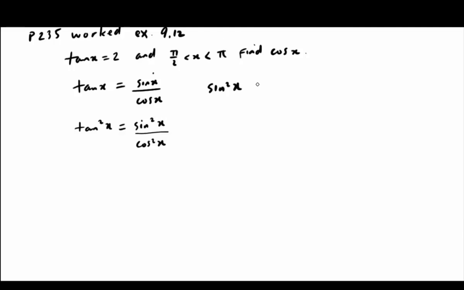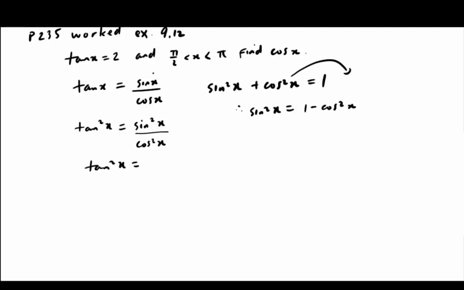Sine squared x plus cosine squared x equals 1. Therefore, sine squared x is equal to 1 minus the other guy squared, cosine squared x. So what we have here now is tan squared x is equal to 1 minus cosine squared x over cosine squared x. And we can multiply both sides by the denominator. So what we have is cosine squared x, tan squared x is equal to 1 minus cosine squared x. Now everything here is cos and tan.